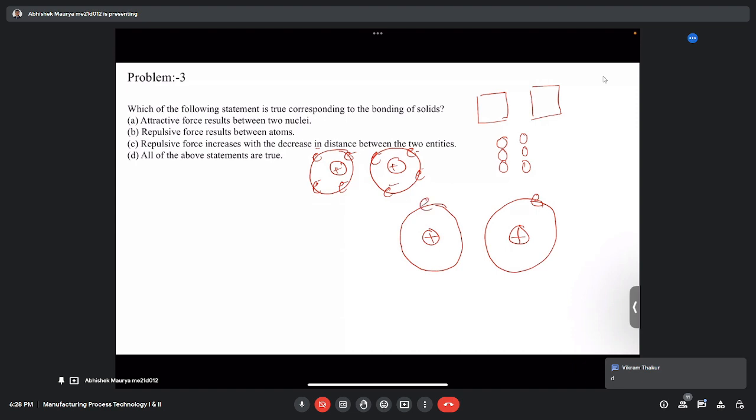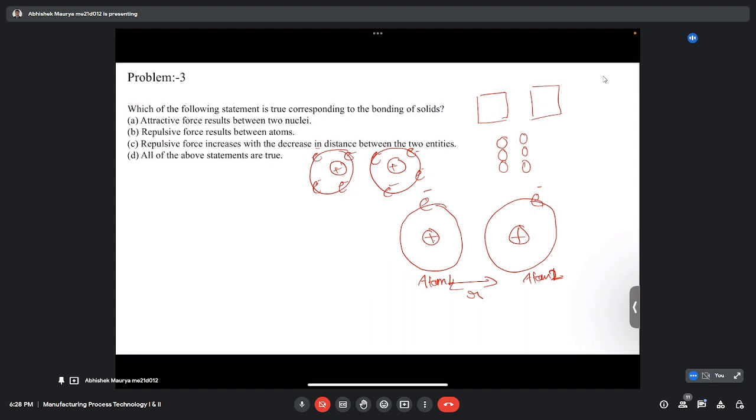For simplicity, I am taking one electron. So these are two atoms, atom 1 and this is atom 2. Atom 1 and atom 2 are at distance r. So when atom 1 will see atom 2, what will it feel? It will feel two kinds of forces.